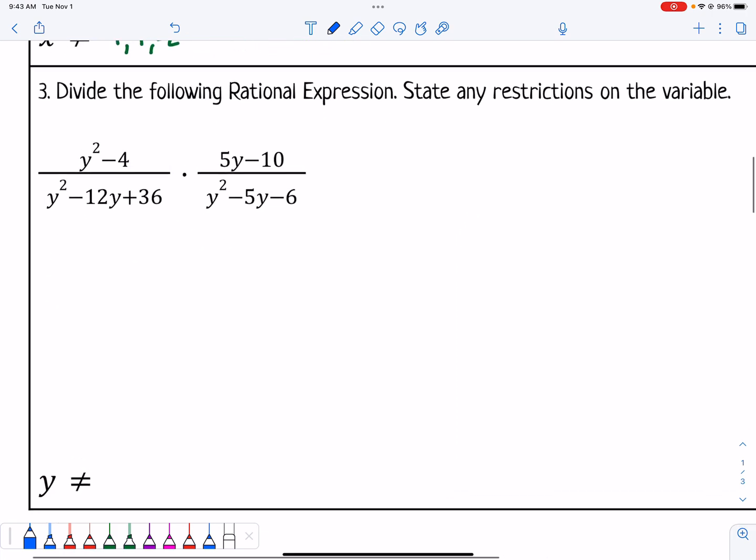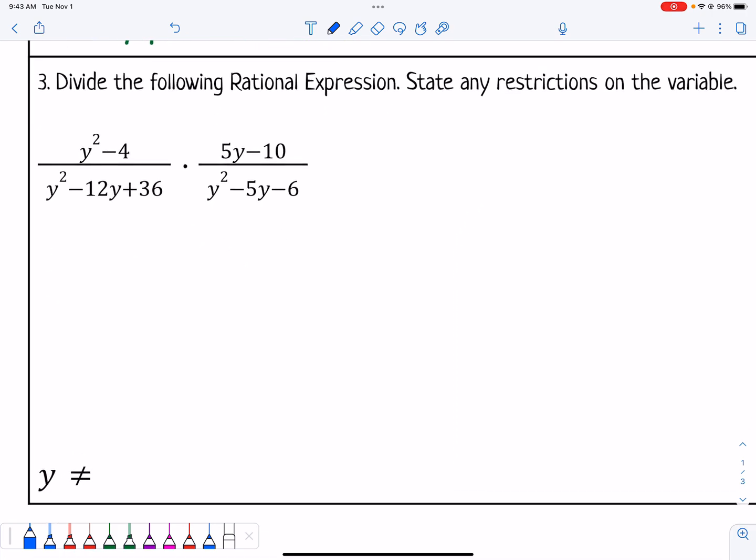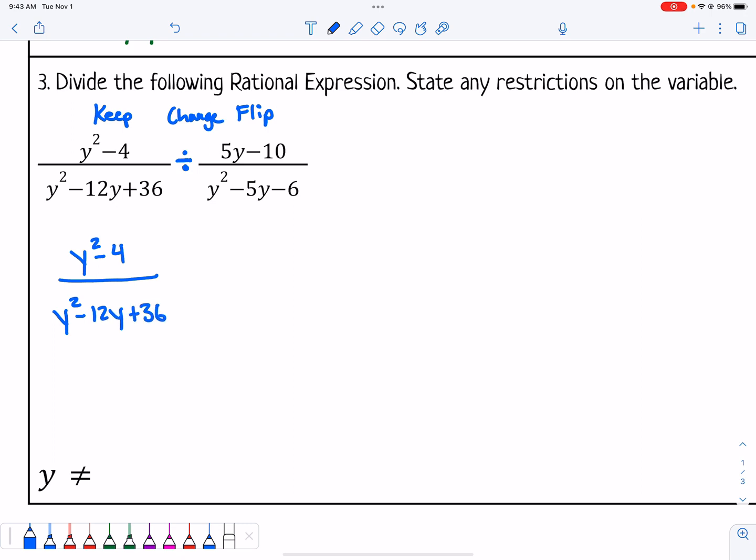All right, number 3 wants us to divide the following rational expression and state any restrictions on the variable. So dividing, I need to fix my symbol there, means that we first need to keep it, change it, flip it. So keep the first fraction in the order it is and leave it all the same. That's keep it. Change it to multiplying, and then flip the second fraction around. So we'd have y squared minus 5y minus 6 in the numerator and 5y minus 10 in the denominator.